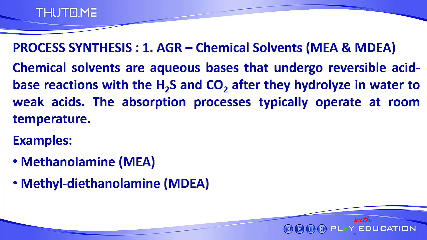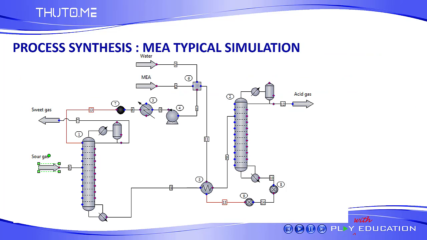At the top, we have the chemical solvents, which usually use MEA and MDEA solvents. These chemical solvents are aqueous bases that undergo reversible acid-base reaction with the acid gases after they hydrolyze in water to weak acids. The absorption process typically operates at room temperature. Examples of those are using MEA and then MDEA.